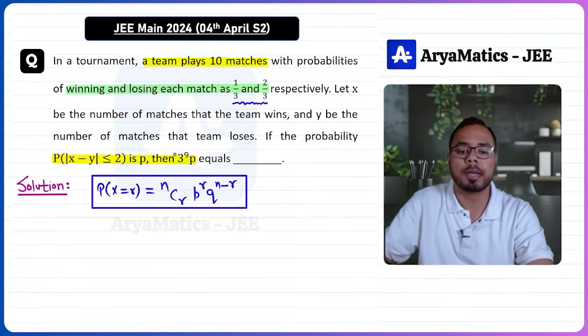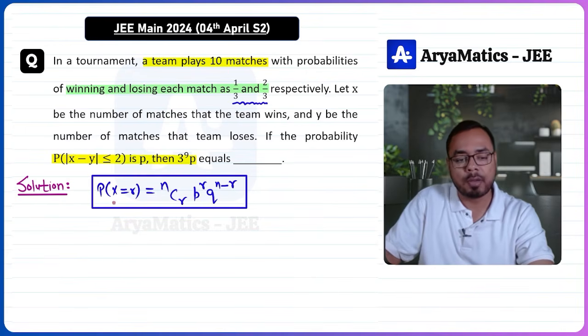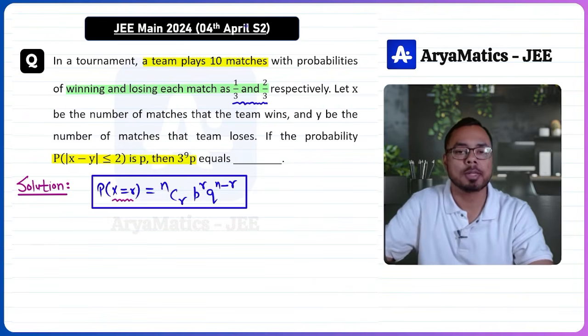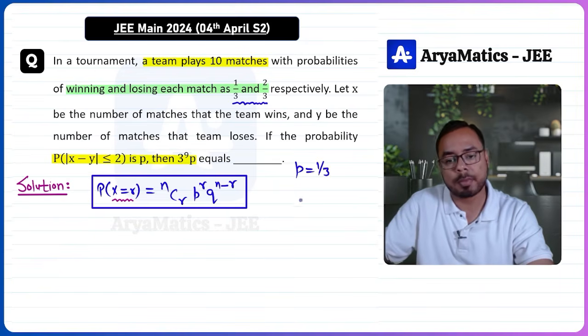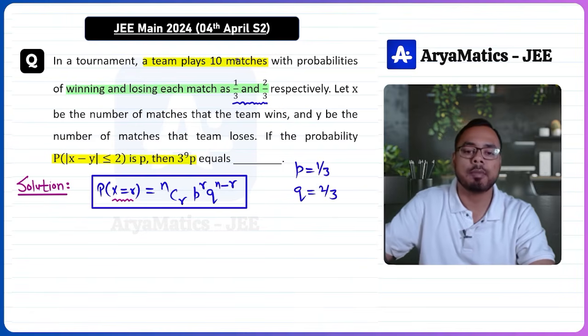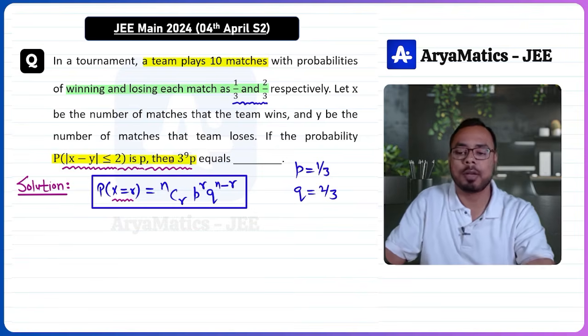If we repeat the same experiment n number of times, and p is the probability of success in each trial, q is the probability of failure in each trial, and these two are constant for every trial, then the probability of r successes in n trials is nCr, p raised to r, q raised to n minus r. Now here it is given that the probability of winning the match is 1 by 3, and the probability of losing the match is 2 by 3. And then we have to find that the difference between win and loss should be 2 or less, right? This probability is P. Then we need to find the value of 3 raised to 9 into P.